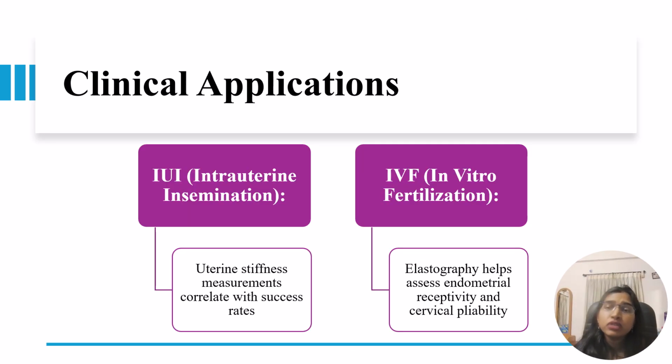Now, coming to the clinical applications, we can use it to predict IUI success because uterine stiffness measurement correlates with the success rate. The softer the uterine tissue, the lower the uterine stiffness, the higher the chances of implantation. Next, we can use it for IVF prediction. Elastography helps in assessing endometrial receptivity and cervical pliability, the same thing that I have discussed before. Endometrial receptivity is higher with a softer endometrium and a softer cervix.